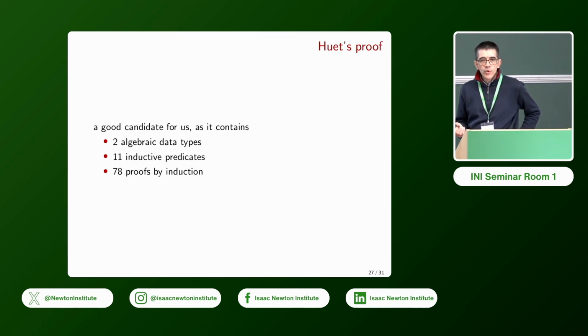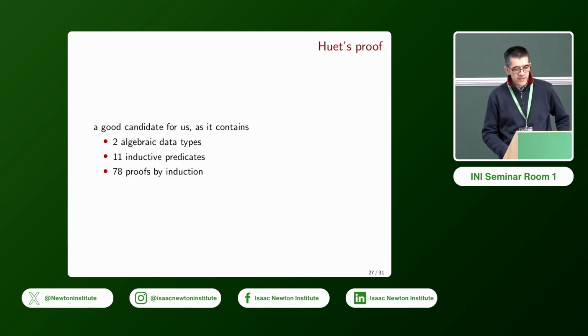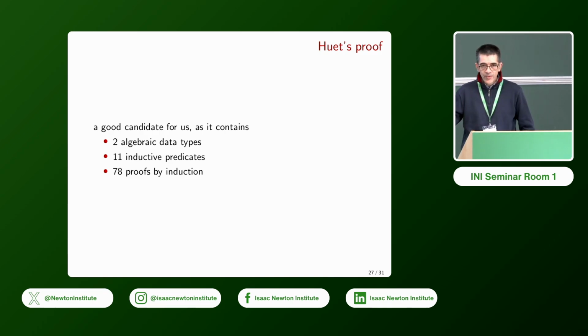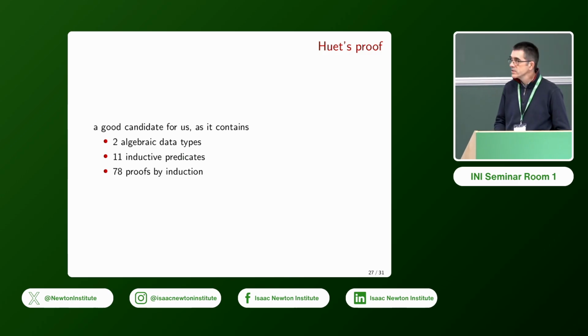Inside this proof, which is a moderately sized proof, there are plenty of inductive predicates for reductions, parallel reductions, sets of redexes and stuff like that, almost 80 proofs by induction, not surprisingly, and 2 algebraic data types for lambda terms and lambda terms with marked redexes. So it was a good candidate for us to see whether we could translate this to Why3, and hopefully get a slightly smaller proof in Why3 thanks to SMT solvers.